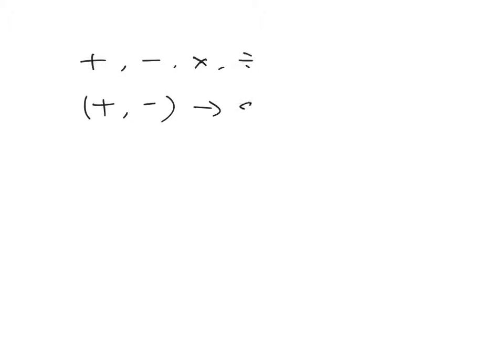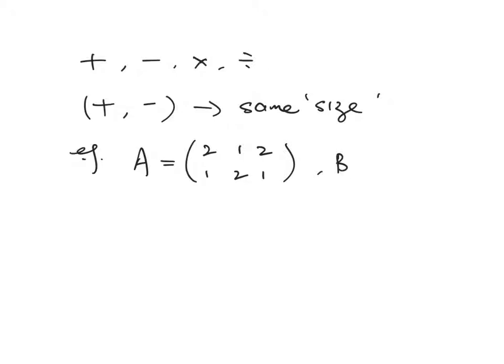When we are talking about plus or minus, you have to note that the matrices should be of the same size. So what does that mean? We have notation as follows. A matrix is 2, 1, 2, 1, 2, 1. B matrix is 1, 0, 2, 2, 0, 4.